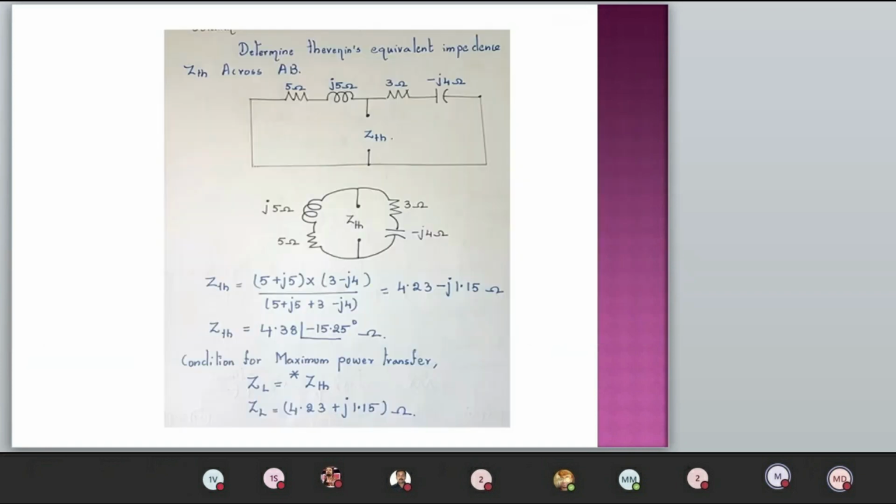Step 1. First, remove the load impedance. Now 5 plus j5 is connected in parallel with 3 minus j4. Be watchful. Both are not connected in series. They are connected in parallel.